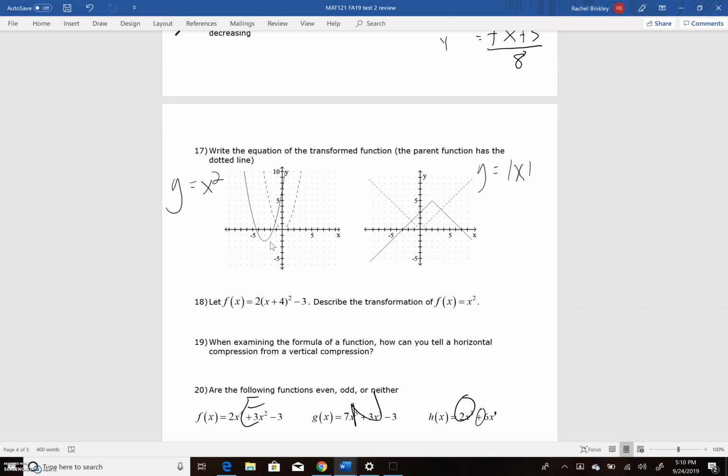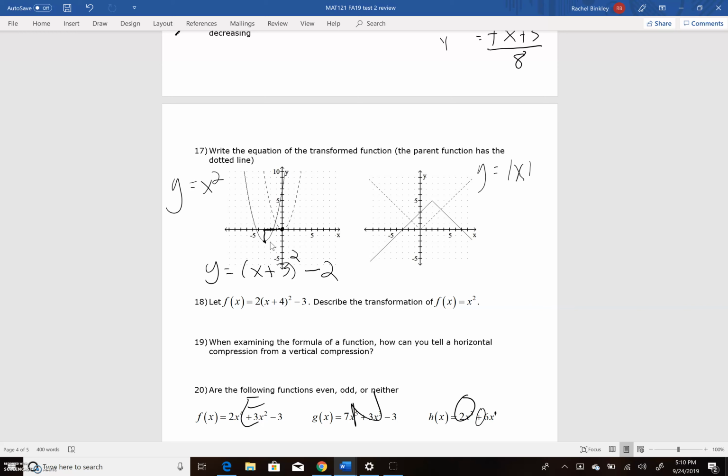What we've done is this parent function on the left, we've moved it to the left. So if I'm looking at our vertex, we've moved it to the left 3 and down 2, right? So this is going to be parenthesis x plus 3. Remember, it's going to look the opposite. Don't forget that it's still squared. It's still quadratic. And we moved it down 2, so we're just going to have minus 2 here. And again, this is our vertex form.